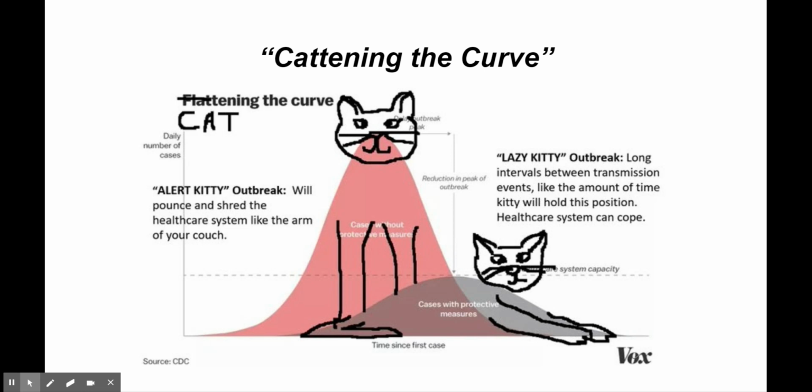Or you have a more lazy kitty, where long intervals between transmission events occur, like the amount of time kitty will hold this position. Healthcare systems can cope. So we want a lazy, lying down kitty, not an alert, about to pounce on you kitty. Cattening the curve. And who said you can't have a little fun when talking about the epidemiology of a pandemic?